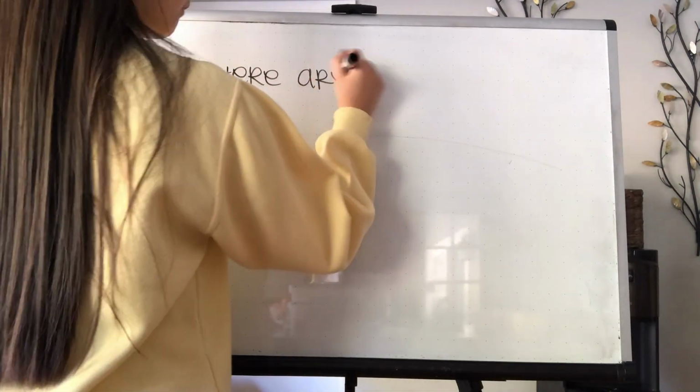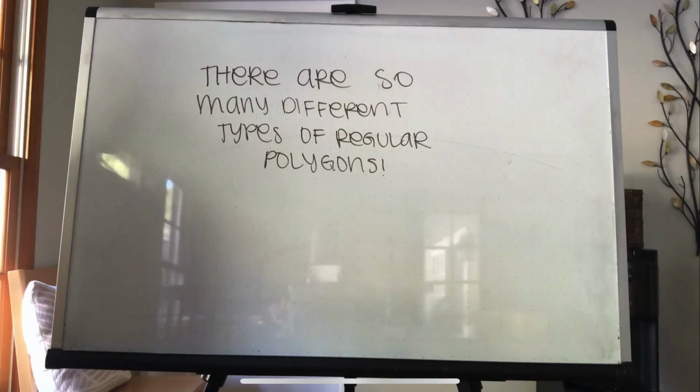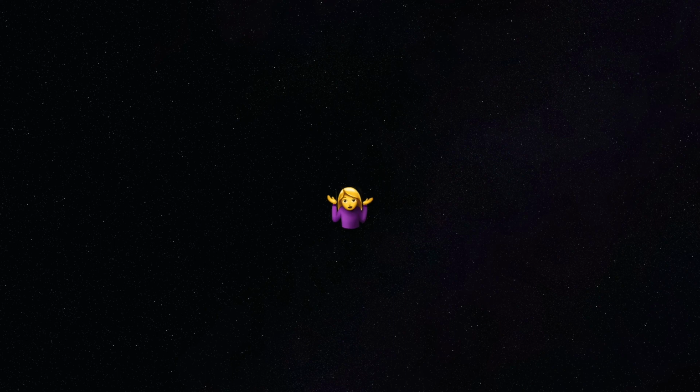Now there are so many different types of regular polygons, an octagon, a decagon. I could go on. The list literally goes on, but I don't feel like drawing all of them.